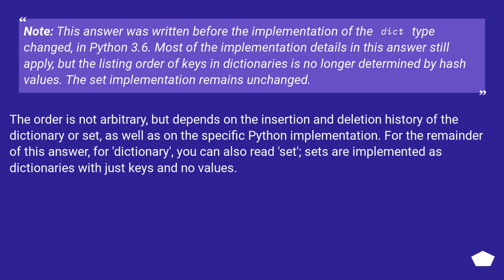The order is not arbitrary, but depends on the insertion and deletion history of the dictionary or set, as well as on the specific Python implementation. For the remainder of this answer, for dictionary, you can also read set. Sets are implemented as dictionaries with just keys and no values.